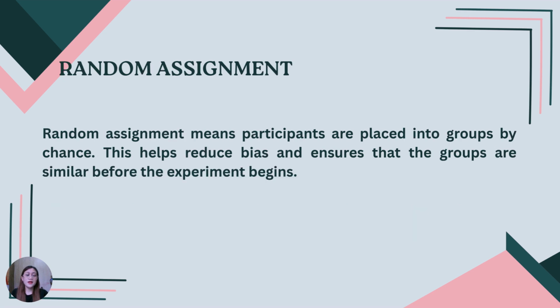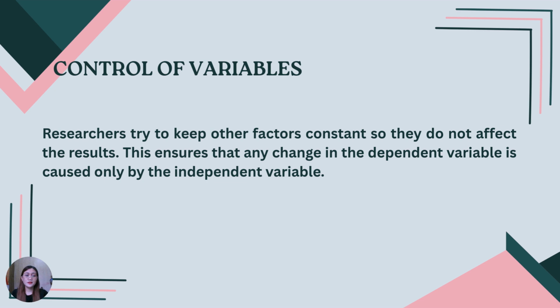Random assignment. Random assignment means participants are placed into groups by chance. This helps reduce bias and ensures that the groups are similar before the experiment begins. Control of variables. Researchers try to keep other factors constant so they do not affect the results. This ensures that any change in the dependent variable is caused only by the independent variable.